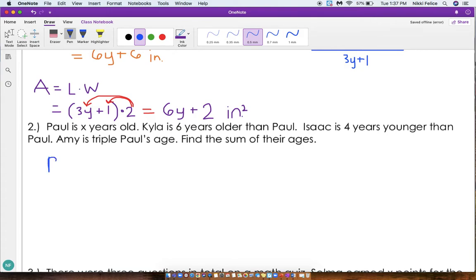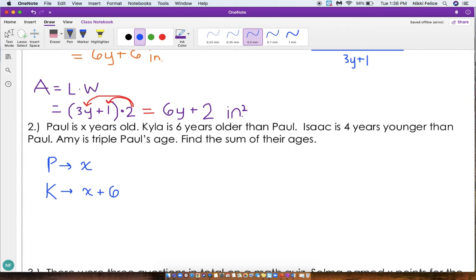Let's start with Paul. Paul, we know, is X years old. The next sentence says Kyla is 6 years older than Paul. Okay. Kyla. If Paul is X years old and Kyla is 6 years older than Paul, how would we express Kyla's age? It would be X plus 6 because she's 6 years older than him. So however old Paul is, you add another 6 years and that would be Kyla's age.